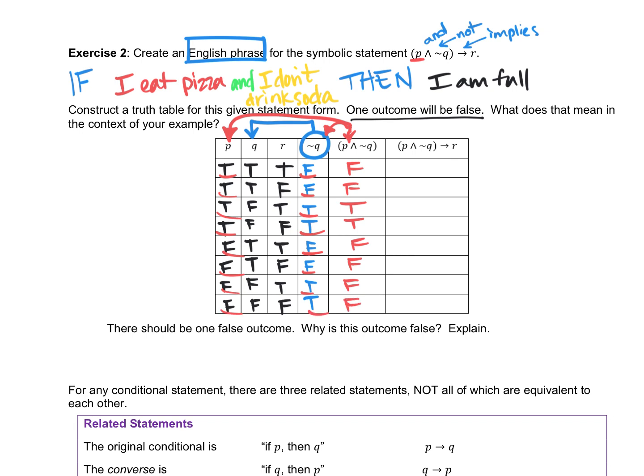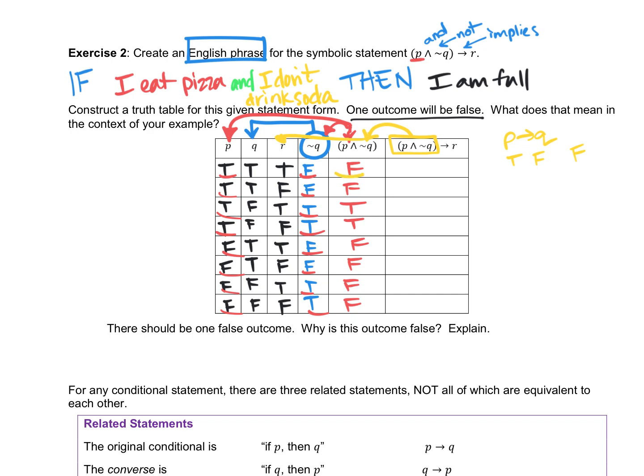And so for the last one, we want to do the conditional of that previous column going to R. So this P and not Q implying R. So remember, the conditional is only going to be false if we have true going to false.